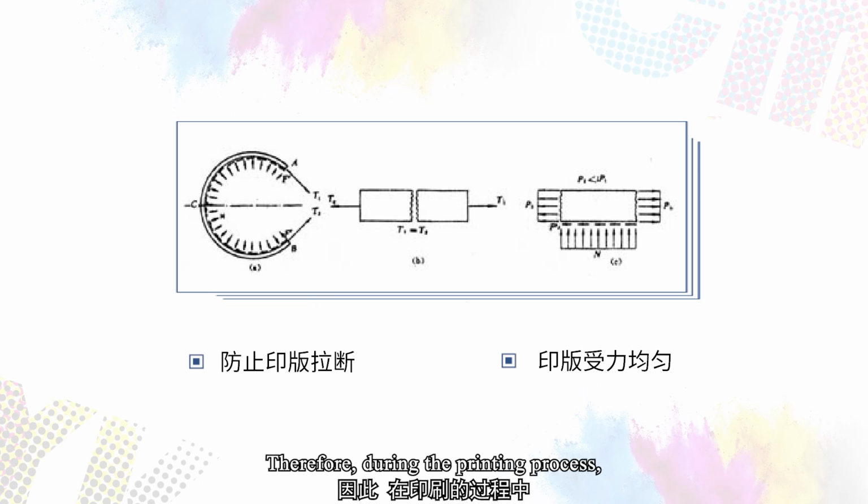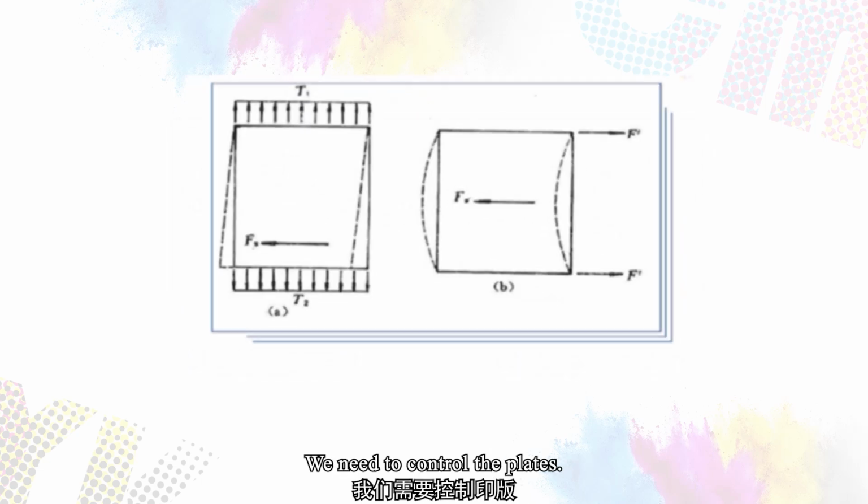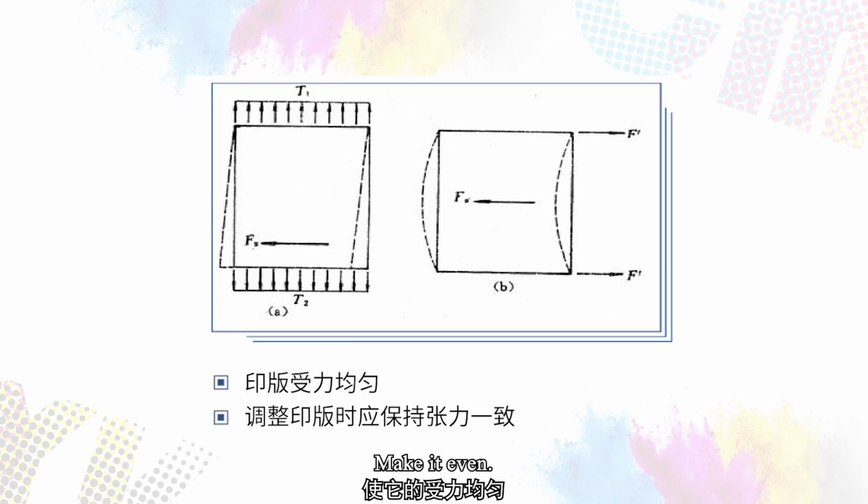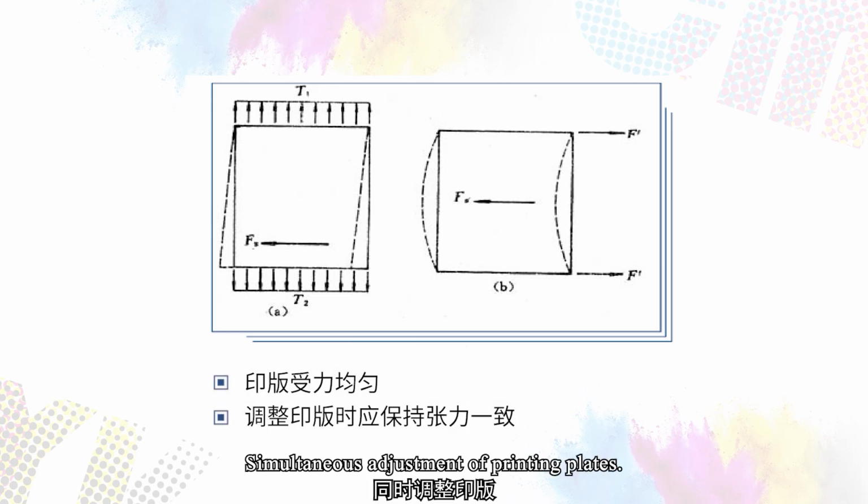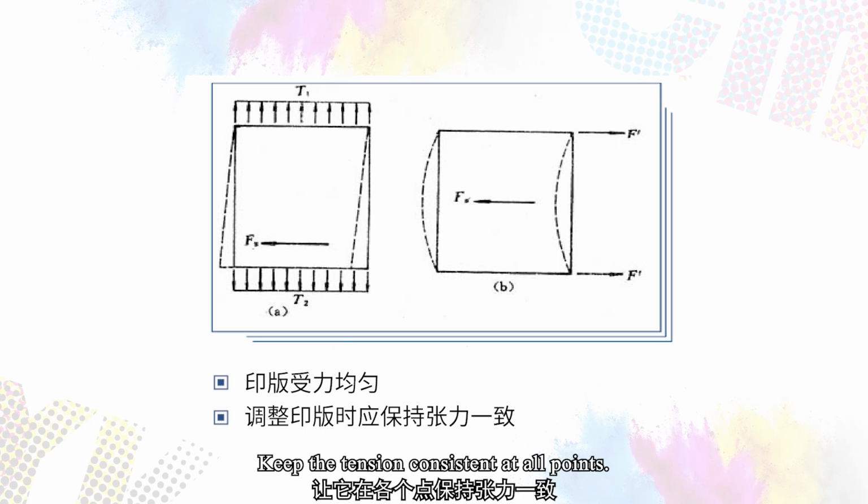Therefore, during the printing process, we need to control the plates and make them even, with simultaneous adjustment of the printing plates. Keep the tension consistent at all points.